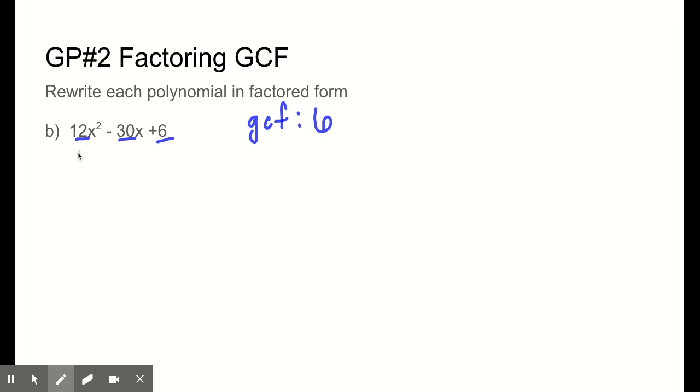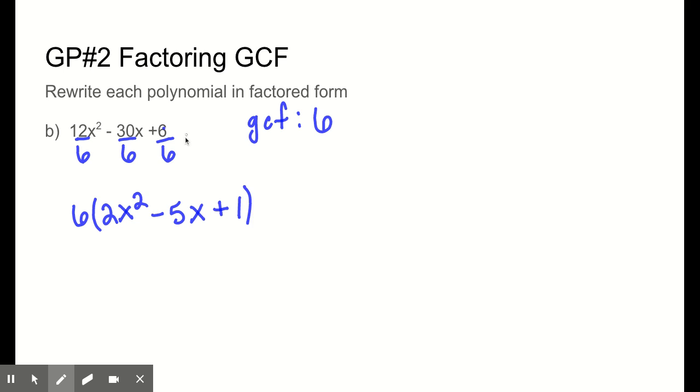So we're going to divide each term by 6. So the 6 goes out in front of our parentheses. 12 divided by 6 is equal to 2, and we still have that x squared there. Negative 30 divided by 6 is negative 5, and that x is still there. And 6 divided by 6 is 1, and that's a positive, so plus 1.